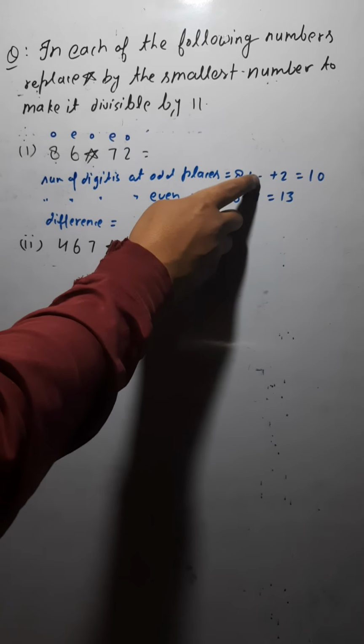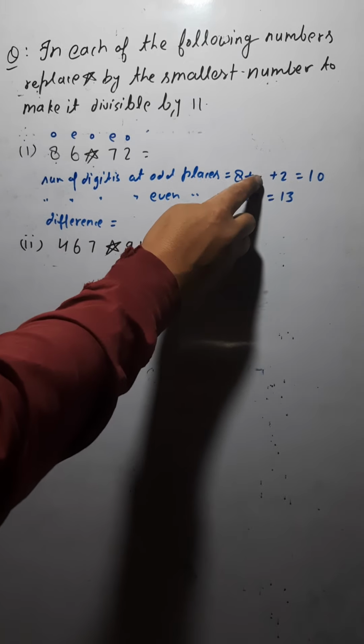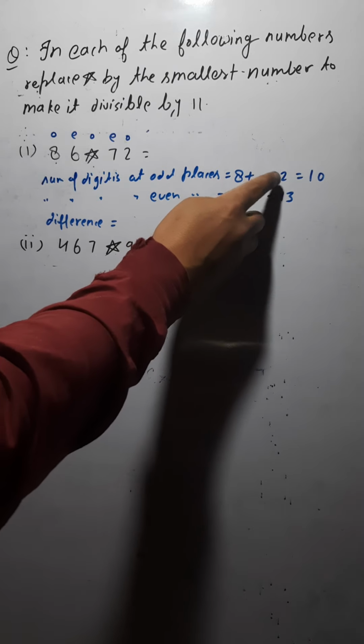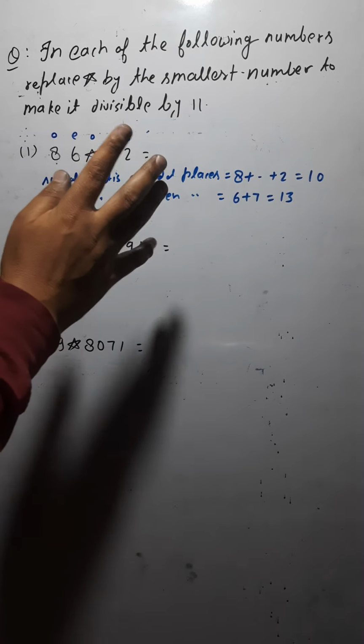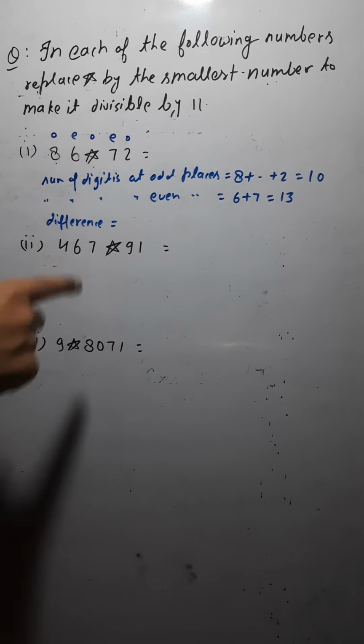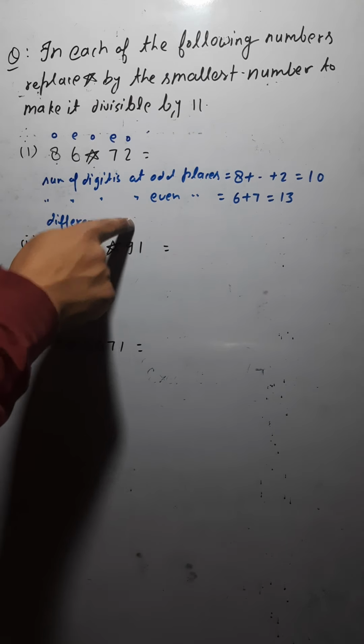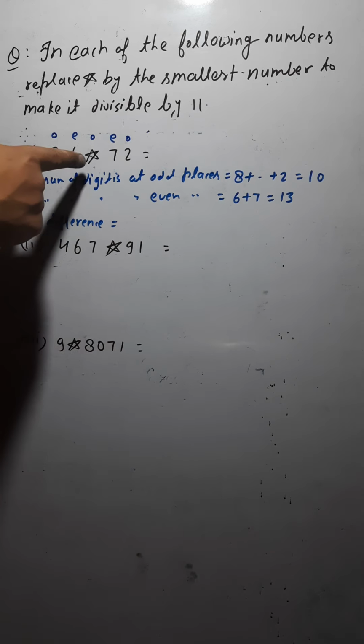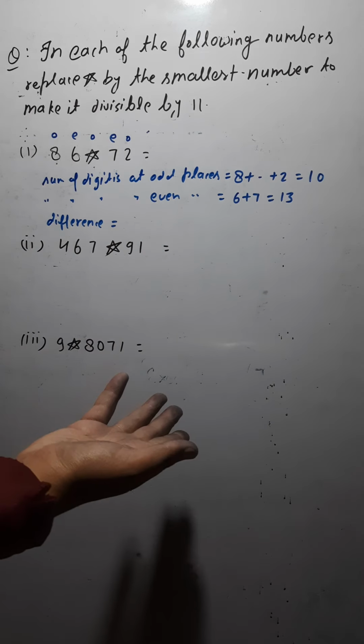If I write here 3, it would become 13. 8 plus 3, 11. 11 plus 2 would be 13. If I write 3 here, it would become 13, and 13 minus 13 would be 0. So the difference would be 0. If the difference is 0, 0 is divisible by 11. So that number would become divisible by 11 then.